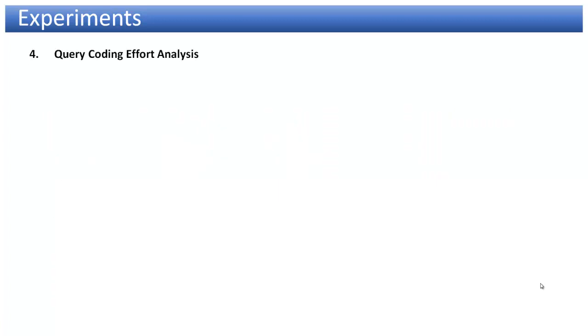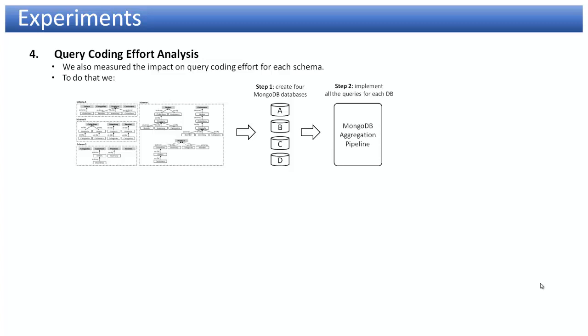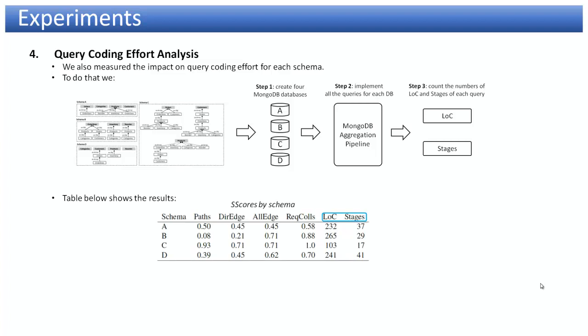The last step, query code and effort analysis. We also measured the impact on query code and effort for each schema. To do that, we first created 4 MongoDB databases, one database for each schema. Then we implemented all the queries for each database using the MongoDB aggregation pipeline. We counted the number of lines of code and the stages to implement each query for each database. The table below shows the results.